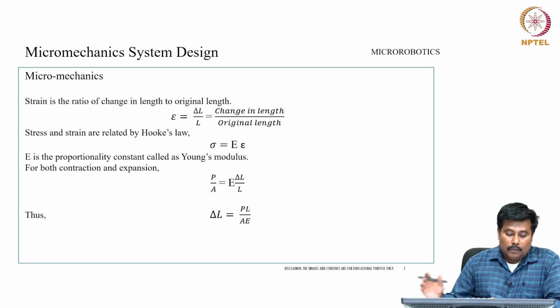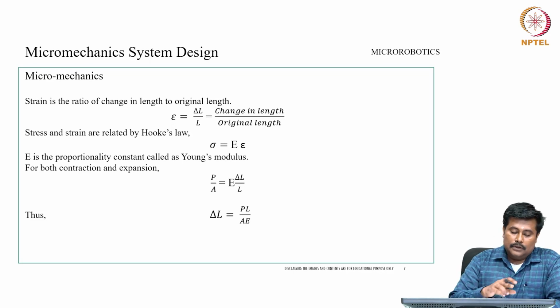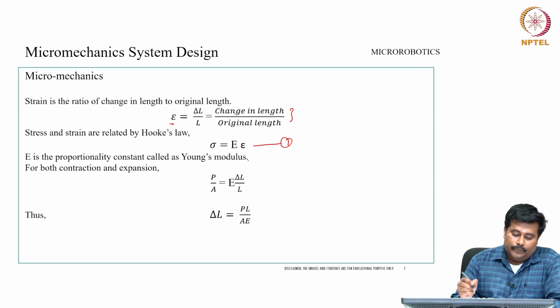Now, from the micromechanics point of view, let me introduce you to some basic concepts. One is strain, the ratio of change in length to the original length, which is represented as epsilon equals del L by L, that is, change in length by original length. Stress and strain are related by Hooke's law, which is represented as sigma equals E epsilon, where E is the proportionality constant called Young's modulus, which holds for both contraction and expansion.